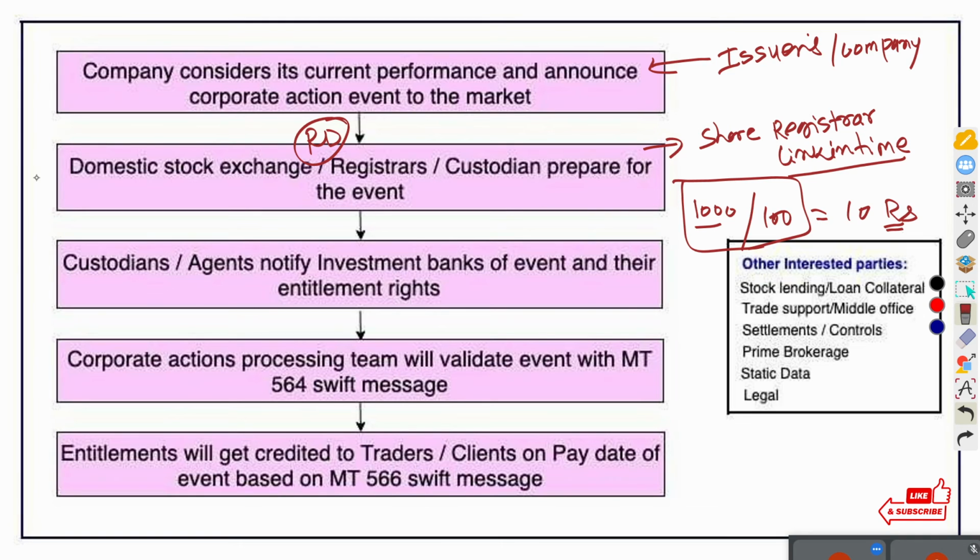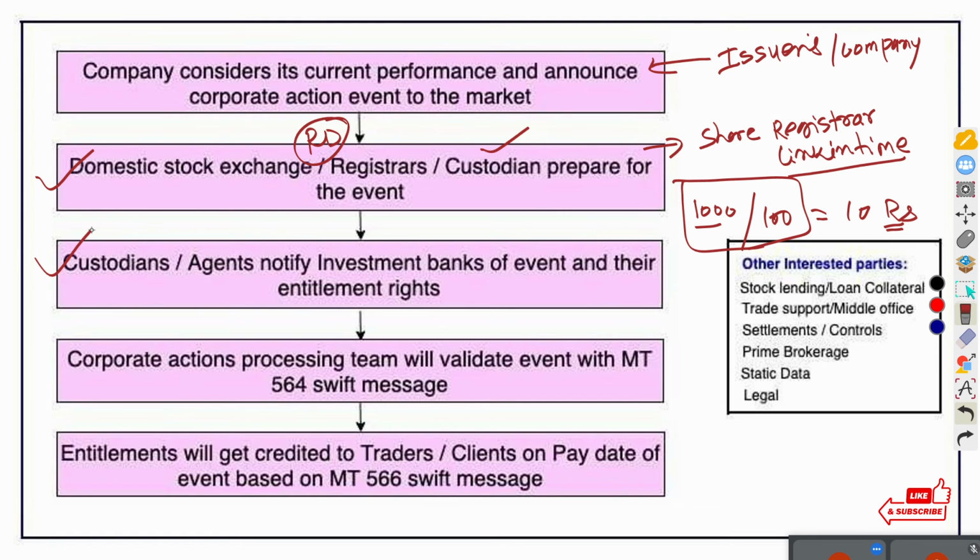This information will be sent out to the custodians, prime brokers, retail investors, domestic brokers, international brokers, banks or agent banks, middlemen, everyone. The notification says the company has 100 outstanding shares and the dividend amount is 1000, so the per-share dividend becomes 10 rupees per security. In that way, the share registrar prepares the draft and communicates to all participants who are part of this corporate action business line.